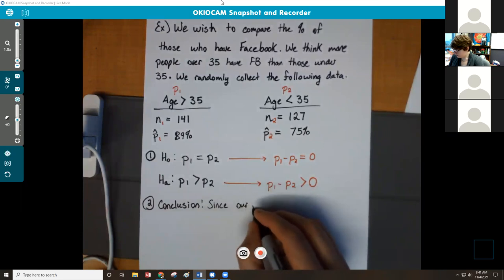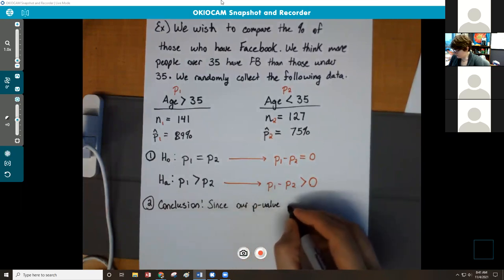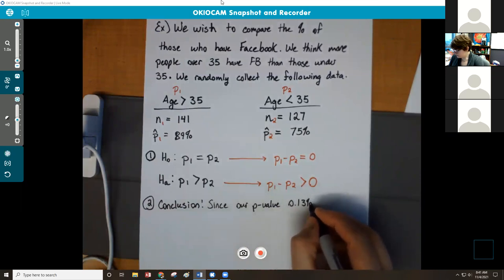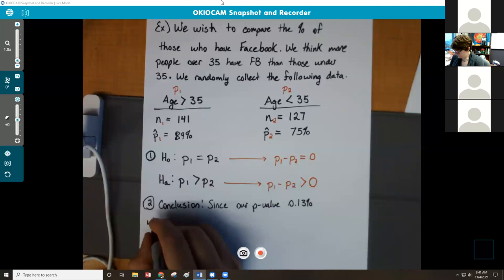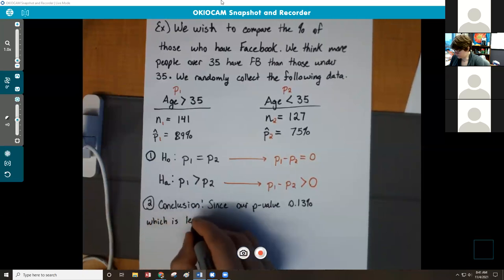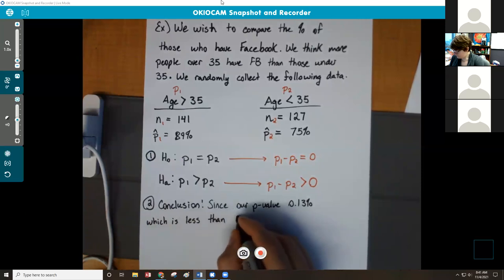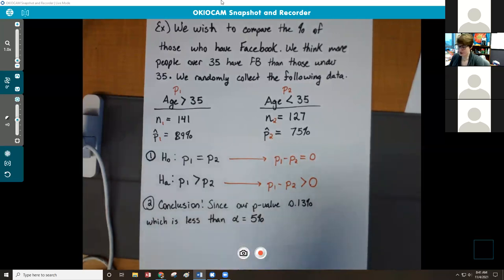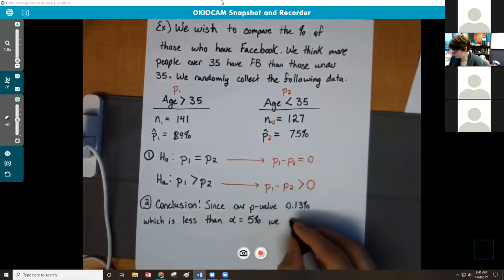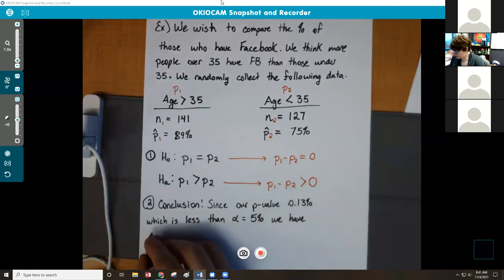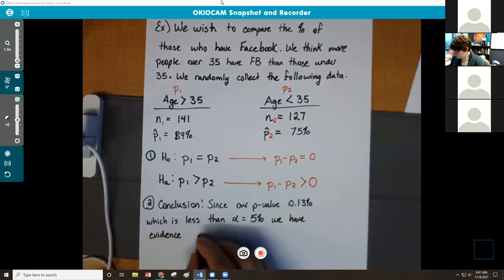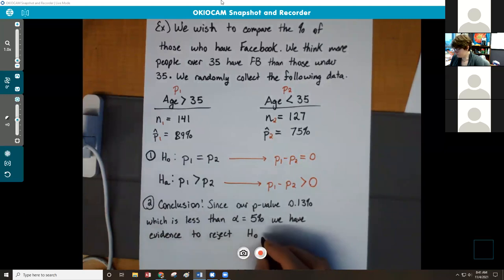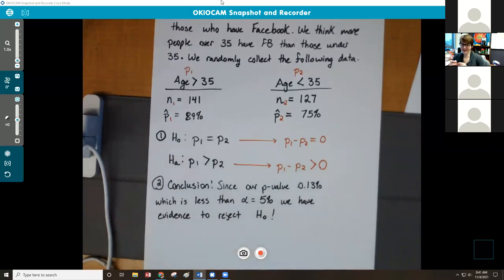So since our p-value was 0.13%, which is less than alpha, which we set at 5%, which is the same as 0.05, we have evidence to reject H naught. Yay! So P is low. Reject H naught.